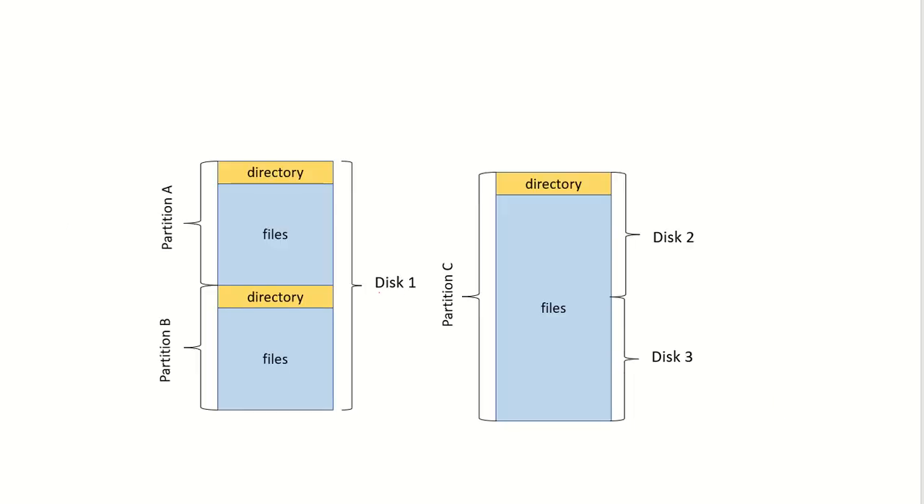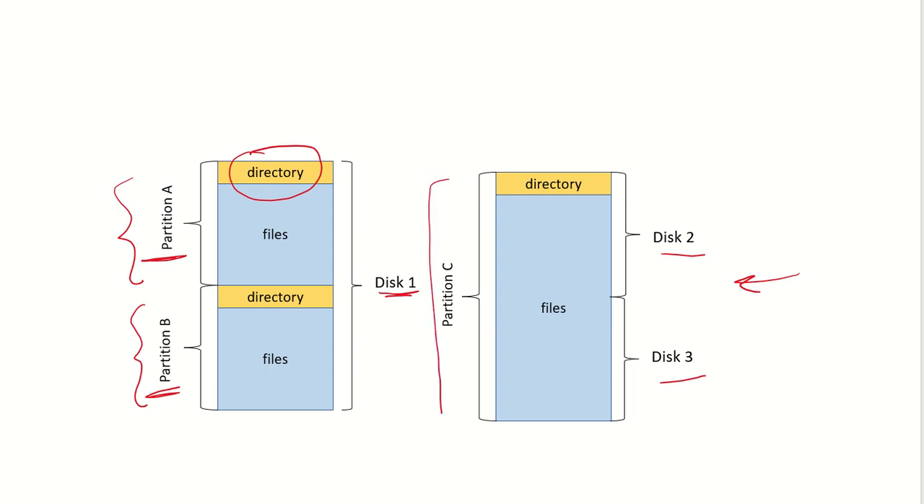If we look at this, this is disk 1. It has been divided into partition A and partition B. Each of these partitions is considered a volume, and each volume has a directory. So partition A, which is one volume, has a directory with the information about the file system, and partition B is again a volume. In this case, you can see that there are two disks in one partition, so this partition is the volume and it has the directory information over here.